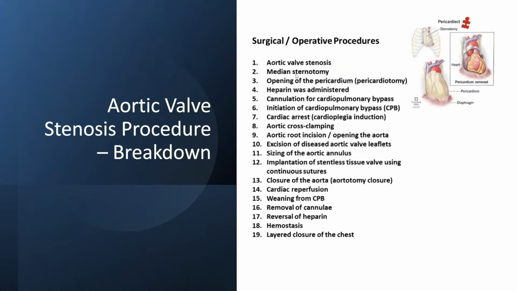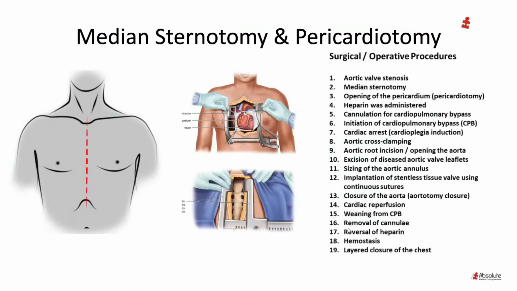Then we had a median sternotomy, opening of the pericardium. Heparin was administered. Cannulation took place. Initiation of CPB, cardiac arrest. Aortic cross clamping, aortic root incision, excision of those diseased valve leaflets, sizing of the aortic annulus, implantation of this tissue valve, closure of the aorta, cardiac reperfusion, weaning from CPB, removal of cannulae, reversal of heparin, hemostasis, and layered closure of the chest. These all happen. Now let's go ahead and walk it through.